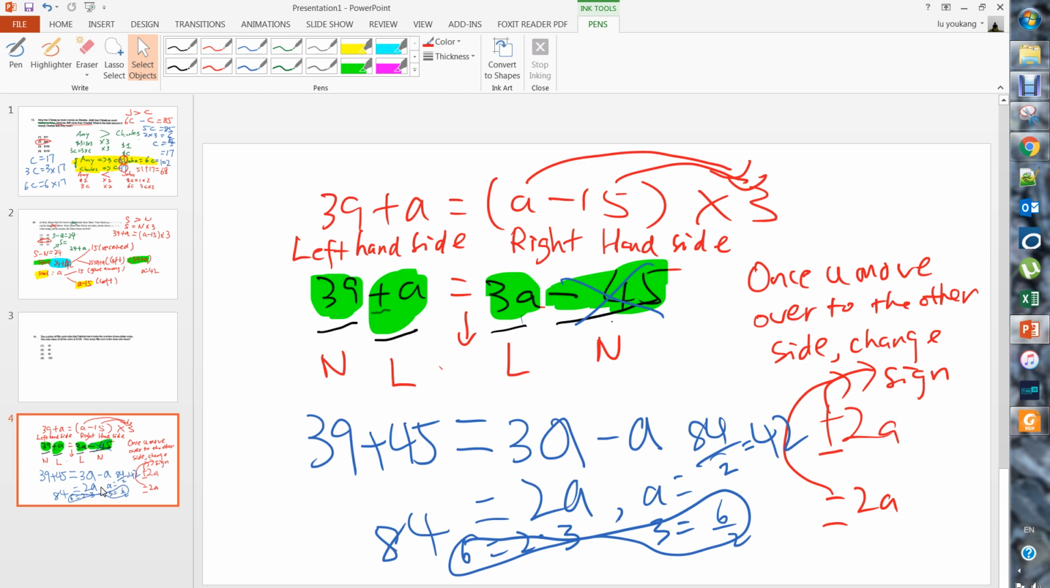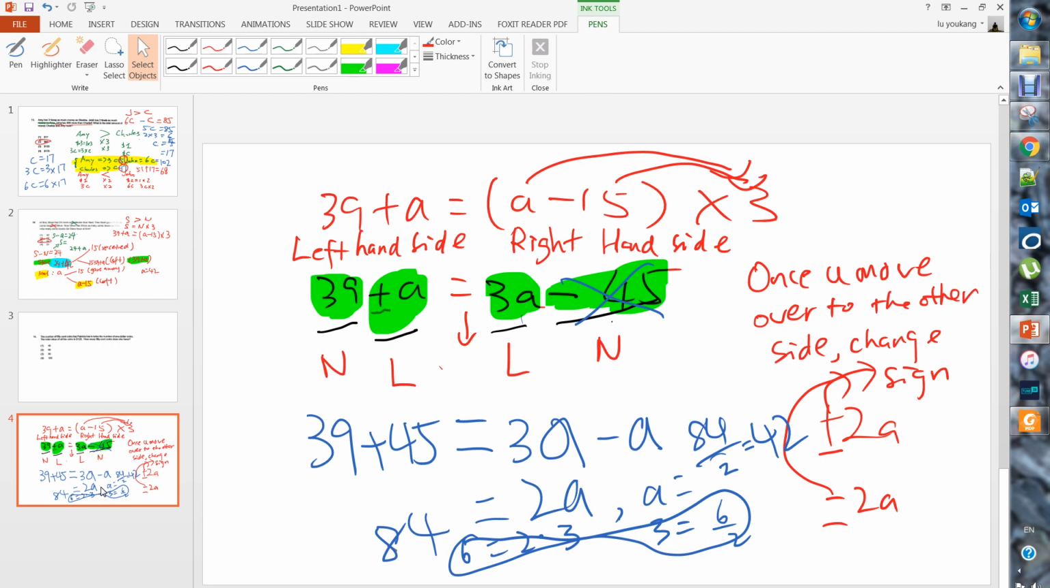Match. And very good. When I ask you what is the value of A, it should be here, right? Yeah. Then why do you move to here? So what's the value of A? A equals 84 over 2. I want the simplified answer. When I ask you for the value of A, you need to give me the simplified answer.